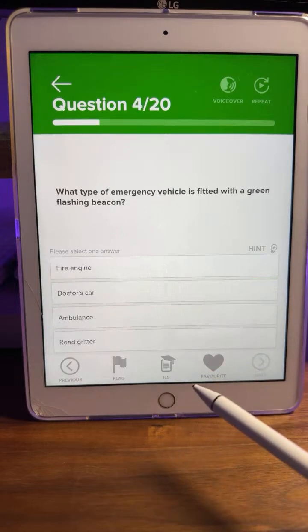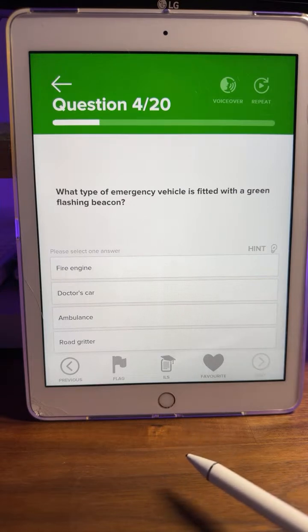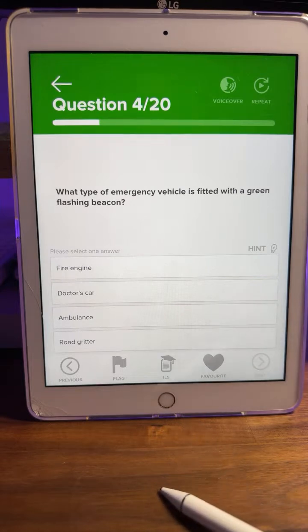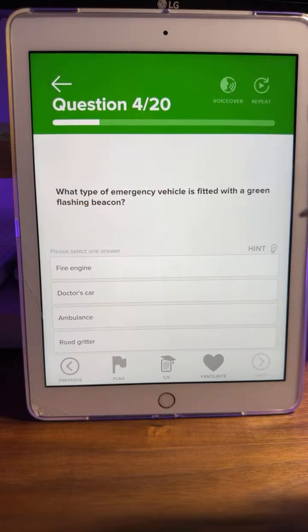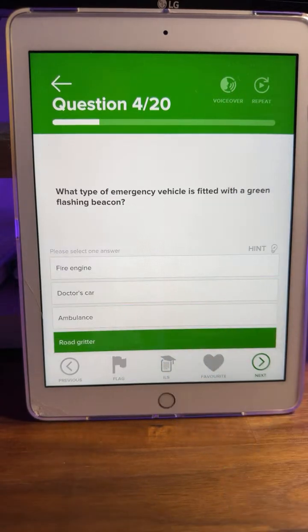Well done. Question 4. What type of emergency vehicle is fitted with a green flashing beacon? Lionel Messi, yes, I hope that is the real you. Is this the 4-in-1 app? It is. It is the Driving Test Success 4-in-1 Theory Kit app. You can get it from the link in my description or my TikTok bio. It's a brilliant app, really good. Okay, so is it a fire engine, a doctor's car, an ambulance, or a road gritter? A, B, C, or D?